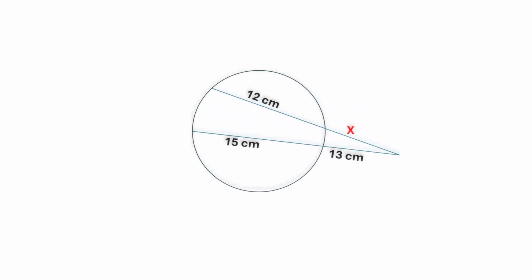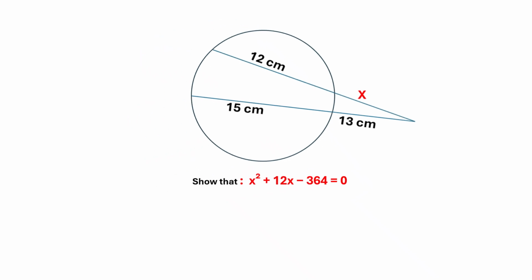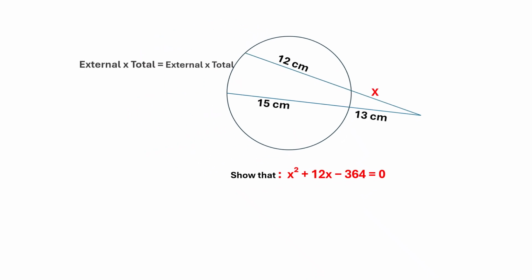This is another example. Find x. So the external times the total is equal to the external times the total. So the question says, show that x squared plus 12x minus 364 is equal to 0. Let's try to do that. Now, the external times the total is equal to the external times the total. The external here is 13 times the total, which is 28, is equal to x times the total, which is 12 plus x. Let's write that down.